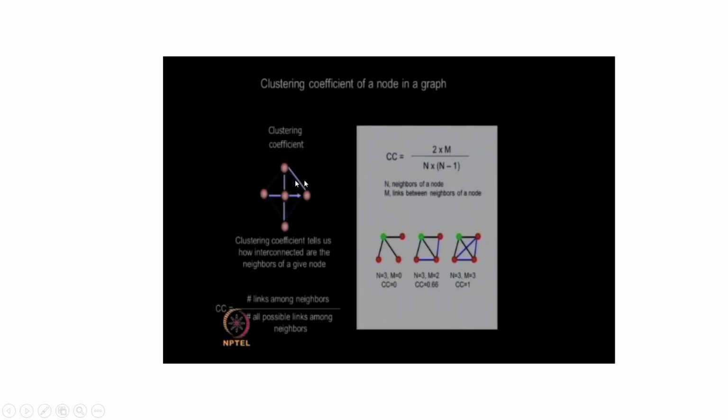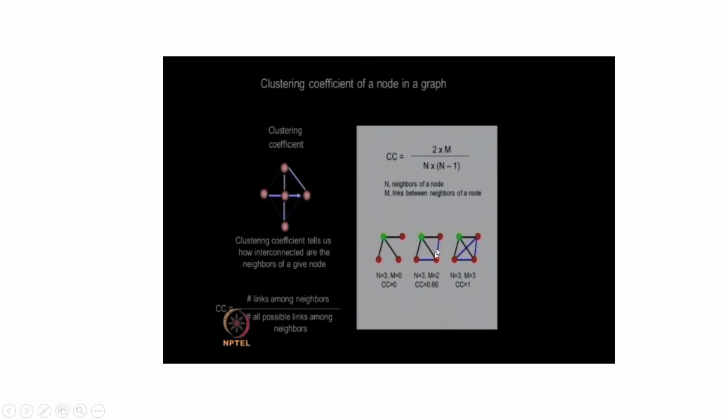Then the clustering coefficient. We can find this clustering coefficient depending upon the neighbors of a node and the links between the neighbors. So this is the formula. If you see here, this green protein has three neighbor nodes, but they are not linked with each other. They are just interacting. So M is 0 here and N is 3. If you apply this to the formula, the clustering coefficient comes to 0.